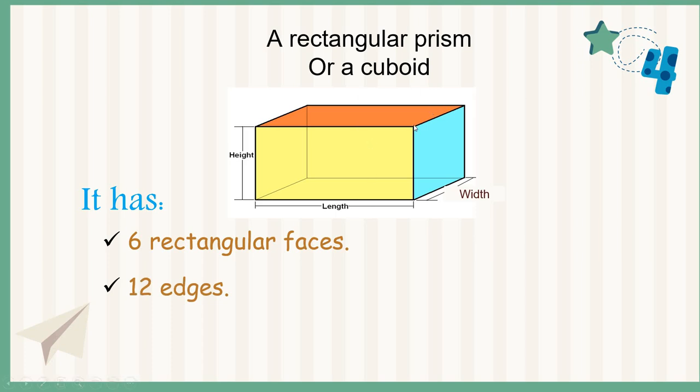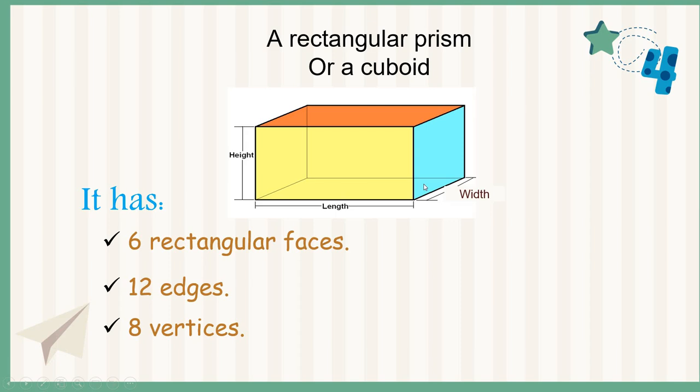What about this small point? The small point here, which is the intersection between 3 edges, I can call a vertex. How many vertices for the rectangular prism? 1, 2, 3, 4 up and 1, 2, 3, 4 down. So we will have here 8 vertices for the rectangular prism.